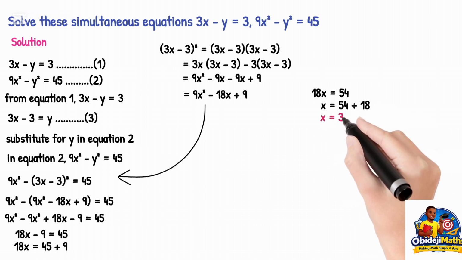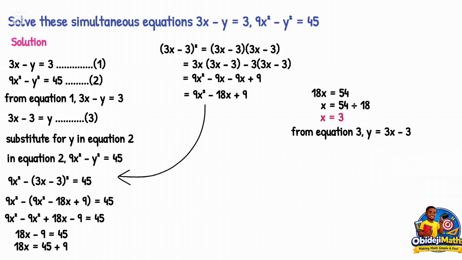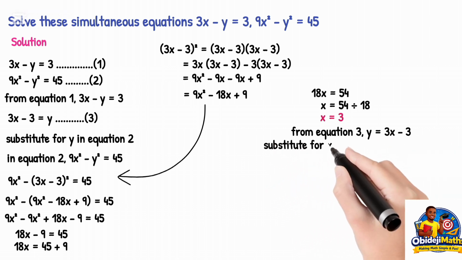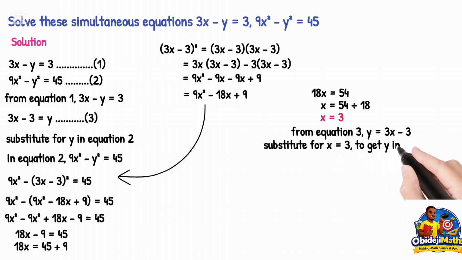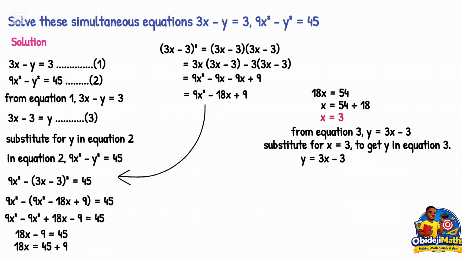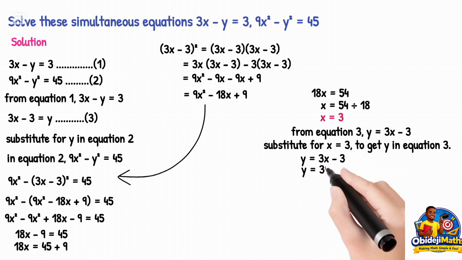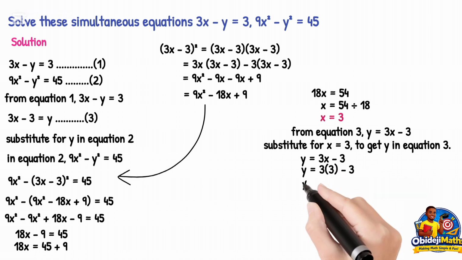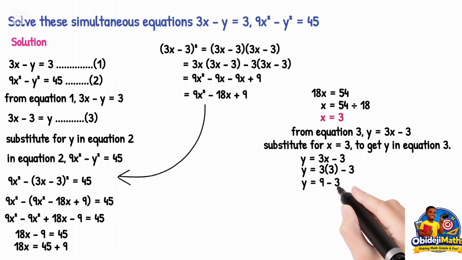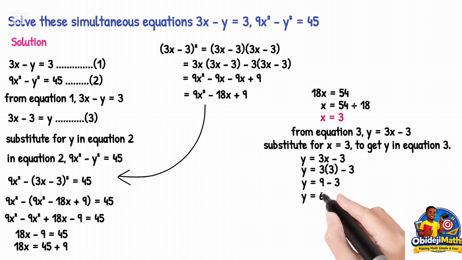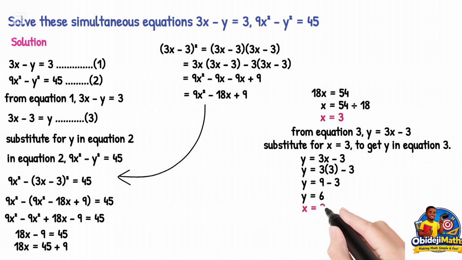So after getting the value of x, you need to get the value of y. So from equation 3, we have y equals 3x minus 3. So we are going to substitute x equals 3 to get y in equation 3. So anywhere you see x, put 3. So we have y is equal to 3 into bracket 3 minus 3. That means y is equal to 3 times 3, that's 9, minus 3. And y is equal to 6. Which means x is equal to 3, y equals 6.